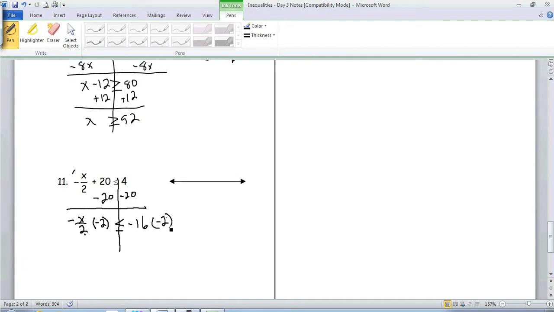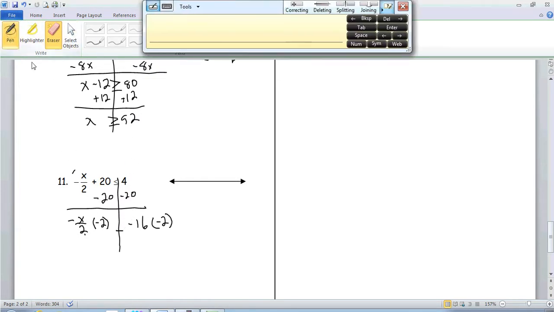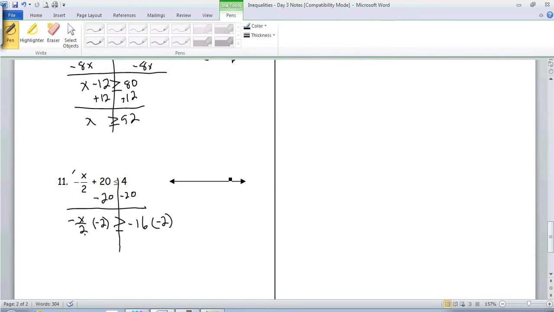Negative 2. So, when we multiply or divide by a negative number, we need to change our sign. So, instead of the less than or equal to, it becomes greater than or equal to. And then I end up with x is greater than or equal to negative 16 times negative 2 makes it a positive 32.